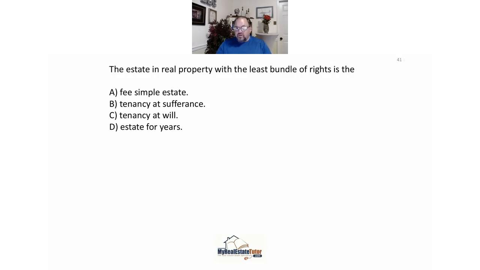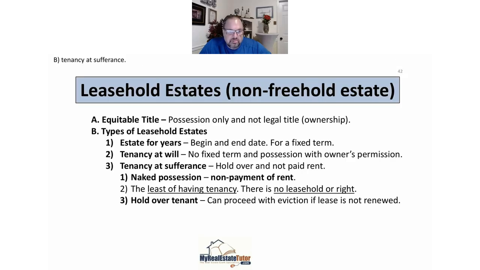Okay. An estate for years is for a set time. Okay. So 6-month lease, 1 week lease, whatever it may be. At will, still paying, but it's at will. There's no time set. At sufferance means they're holding over. They're not paying rent. So eviction time comes, right? So that would be the least of the rights in an ownership of property when it comes to fee simple or leasehold. Okay. So leasehold, for sure, the least bundle of rights would be at sufferance, meaning you don't have any rights if you're there and you haven't paid your month's rent or your next month's rent.